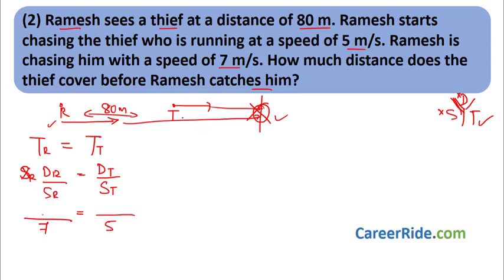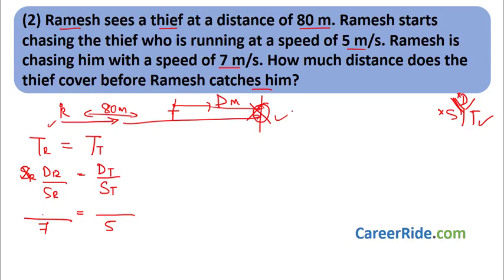Now, over here, take a look. Let us assume that the thief, what we want is how much distance does the thief cover before Ramesh catches him? Let us assume that the thief covers, say, d meters. D meters, let us assume that the thief covers d meters distance before Ramesh catches him.